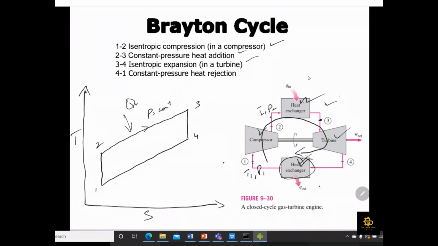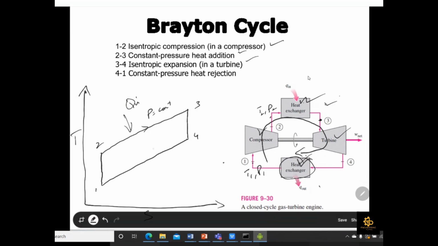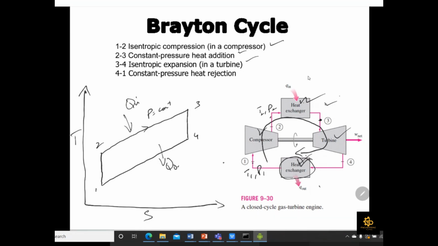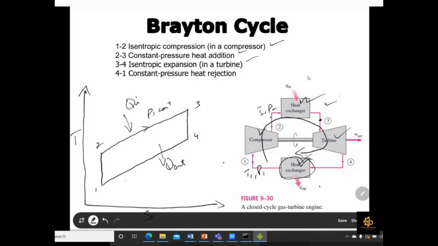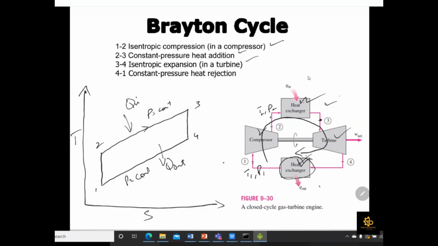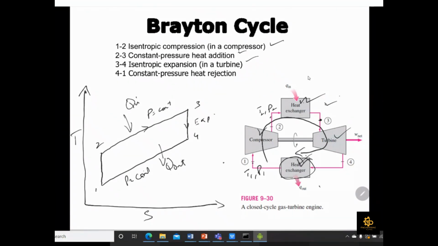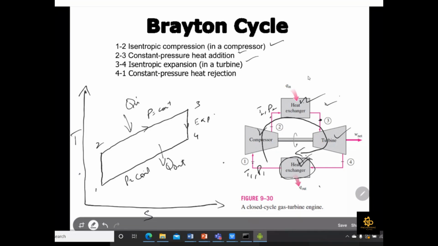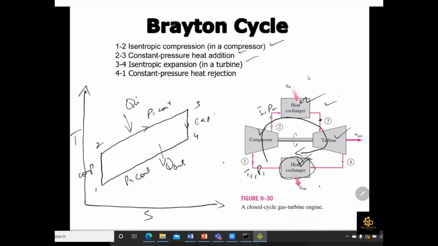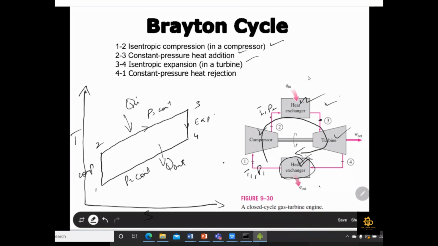Okay, so this is the Q in, which is at constant pressure, and this is your Q out, which is also at constant pressure, and then 3 to 4 is your expansion process, and 1 to 2 is your compression process. So this is the TS diagram for your Brayton cycle. If you have any question, you can ask me. Then we will draw the PV diagram as well.